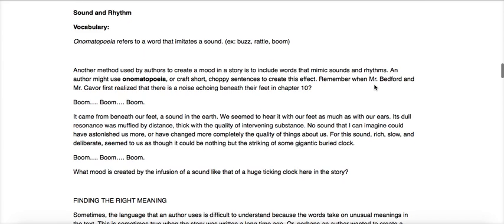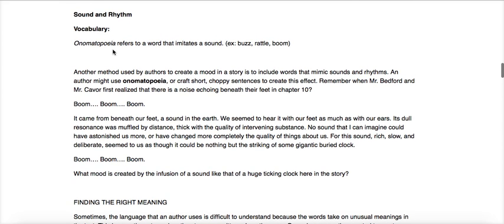All right, let's talk a little about sound and rhythm. Here's a vocabulary word for you: onomatopoeia. Onomatopoeia refers to a word that imitates a sound, like buzz, or rattle, or boom. Another method used by authors to create a mood in a story is to include words that mimic sounds and rhythm. An author might use onomatopoeia or craft short, choppy sentences to create this effect.